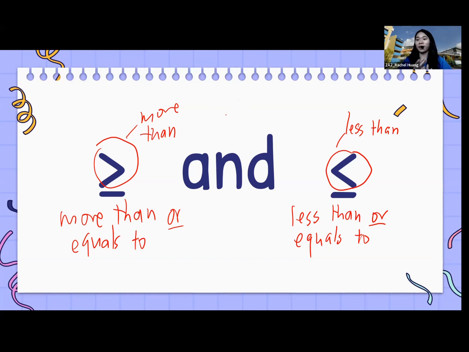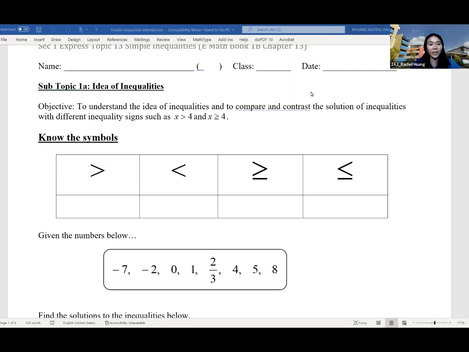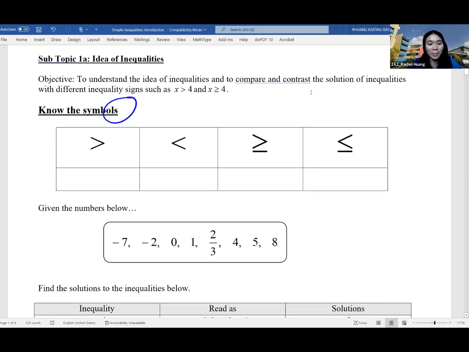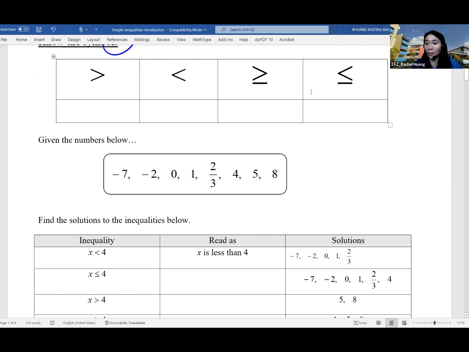And this will be further elaborated on, and you'll understand it better with the worksheet. Okay, I've now already gone through the symbols. But what we need to think about is what it means when x is more than or less than 4.